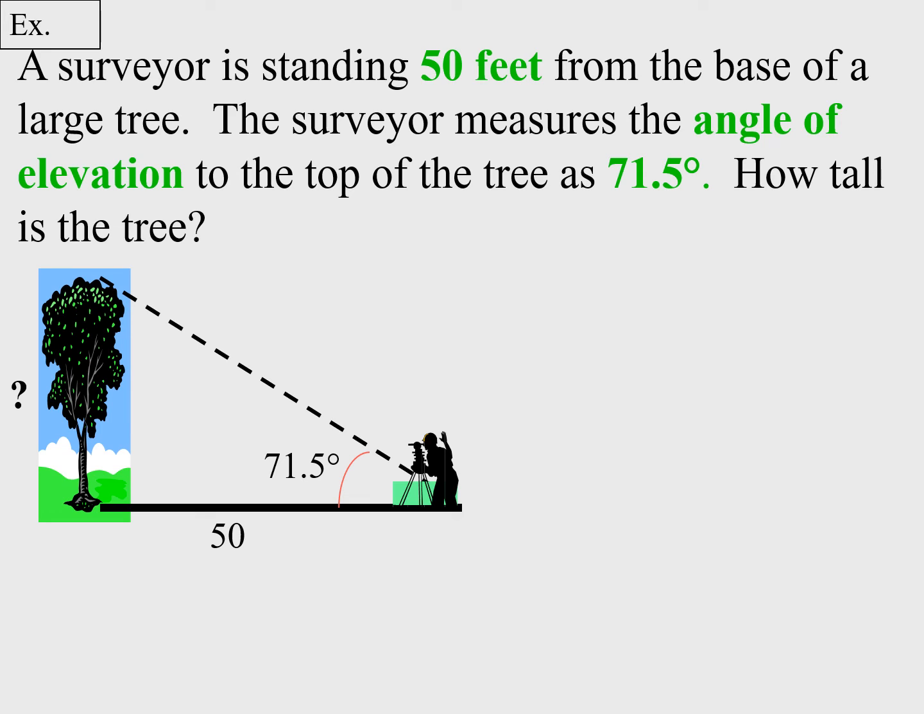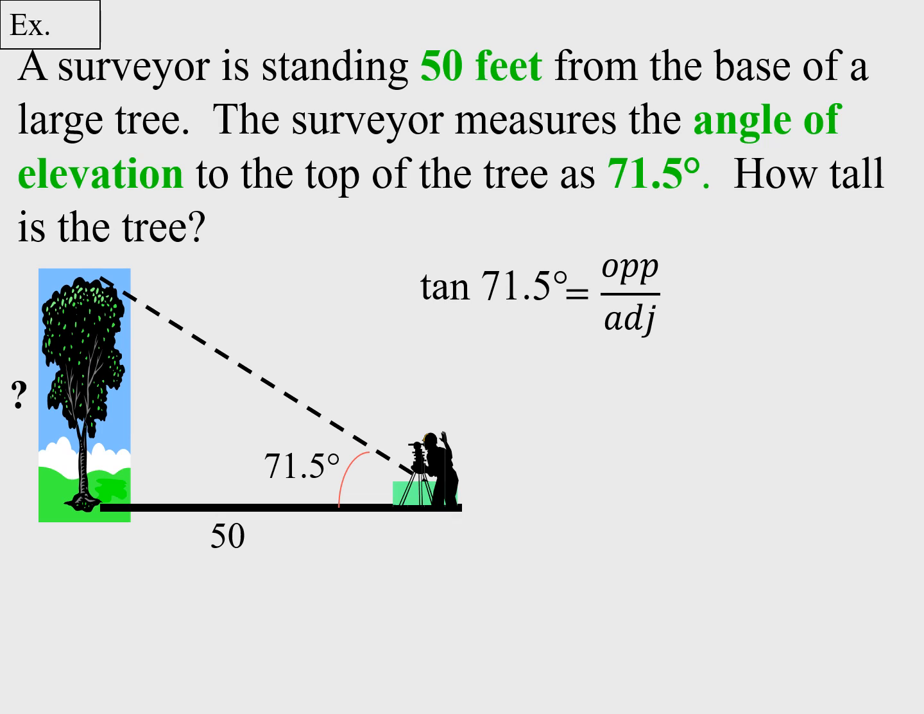From the diagram or illustration, the first thing we need to do is to determine the best trigonometric function that we can use in order to find the height of the tree. So it is tangent. Why? Because given theta, tan 71.5 degrees is equal to opposite over adjacent, TOA. Opposite is missing, adjacent is given.